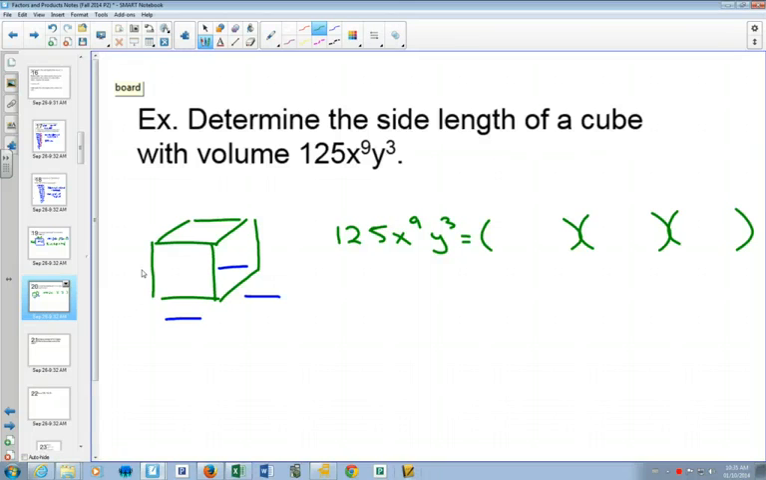So what times what times what is 125? 5. So we know all of these will have a 5 in them. To get x to the 9, how would that be broken up evenly between the 3? X cubed here, another x cubed there, another x cubed there. Again, multiplying is where you add the exponents, so that adds up to 9. And to get y cubed, we would need 1 y here, 1 y here, 1 y here.